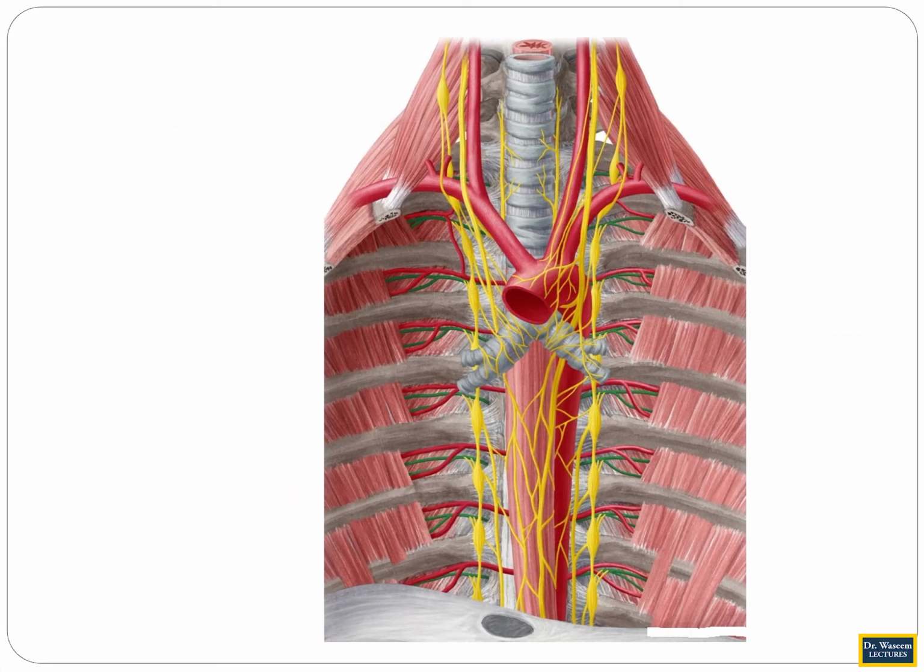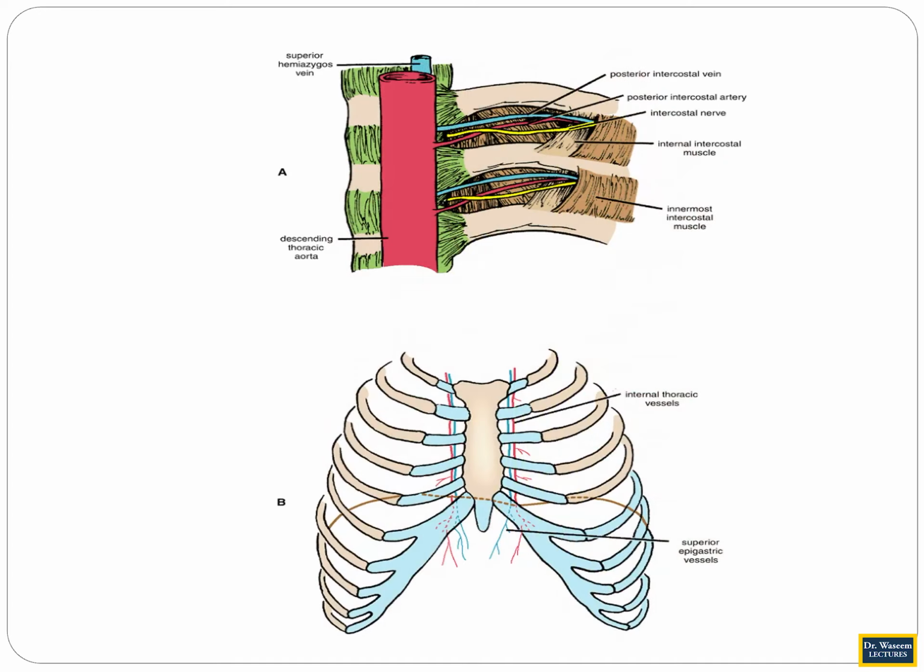You can see also: the vein should be here, the artery has been shown, and the nerve is there. So this is the VAN arrangement: vein, intercostal artery, intercostal nerve. See again here, the vein is lying above, the artery you are seeing, and this is the nerve lying in the costal groove.